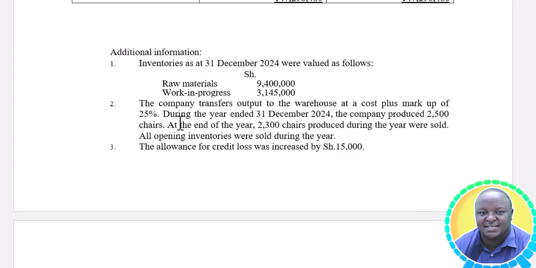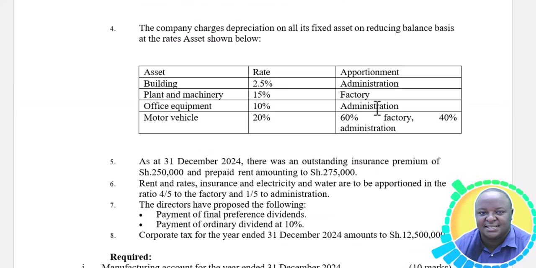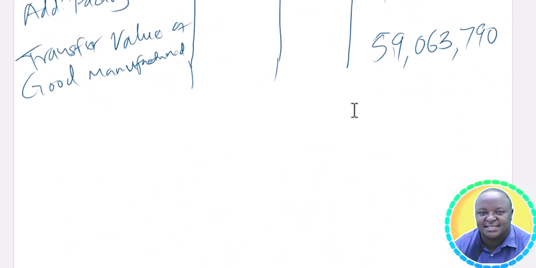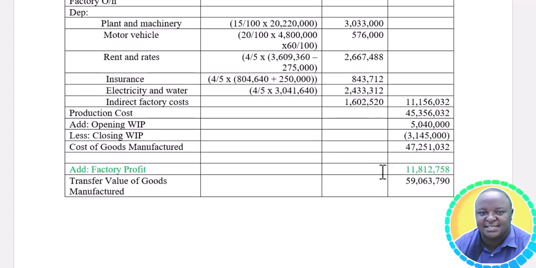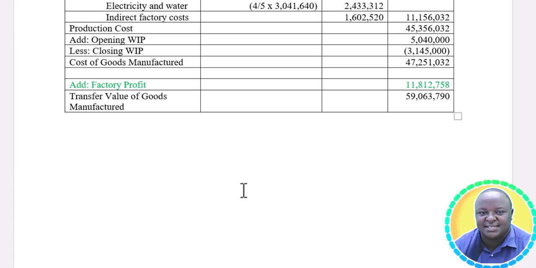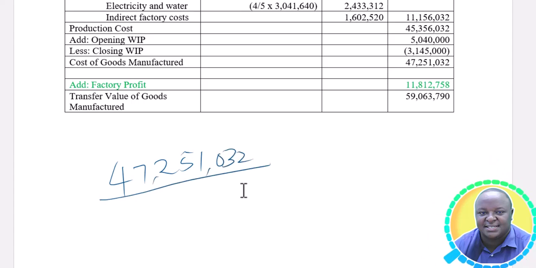So we are being told that the shares that were produced were 2,500. So what we are going to do is take this figure, which we have here as the cost of goods manufactured, 47,251,032, and divide it by 2,500.